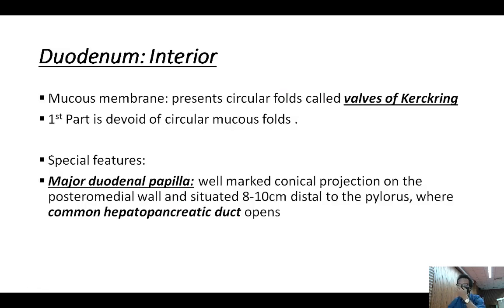Now let's see the interior of the duodenum. How does it look, and what are the characters? When we see the interior of the duodenum, you will see that the mucous membrane presents many circular folds, and those folds are called valves of Kerckring. But the first part of the duodenum does not have the circular folds. Okay, we'll see in the photo.